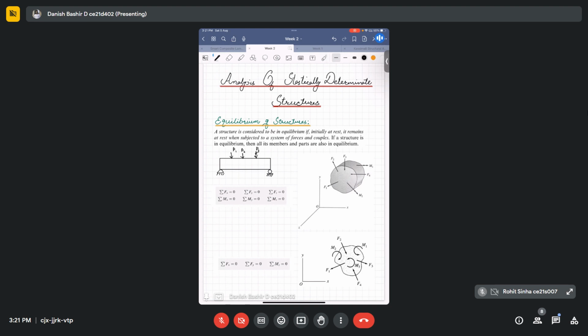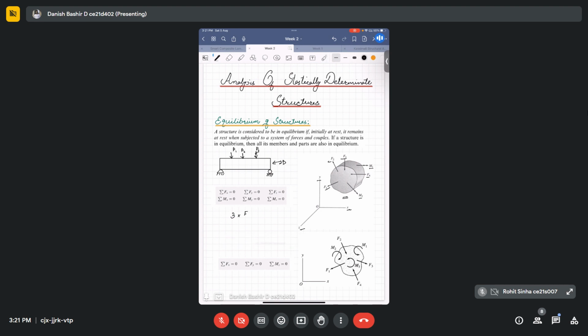I'm considering a structure in 3D space. Here I draw it in only 2D. If it's a 3D structure, different forces are acting in different directions, F1, F2, F3, and moments are also acting, M1, M2, F4. Along all three coordinate directions, X, Y, and Z, both force equilibrium as well as moment equilibrium should be satisfied. So we have three coordinate directions, and along each coordinate direction we have two equilibrium equations.